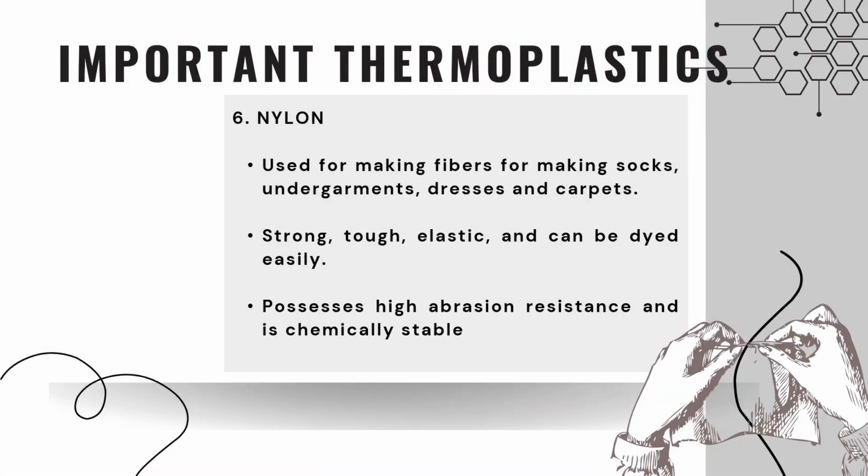Number 6. Nylon. Used for making fibers for socks, undergarments, dresses, and carpets. Strong, tough, elastic, and can be dyed easily. Possesses high abrasion resistance, and is chemically stable.